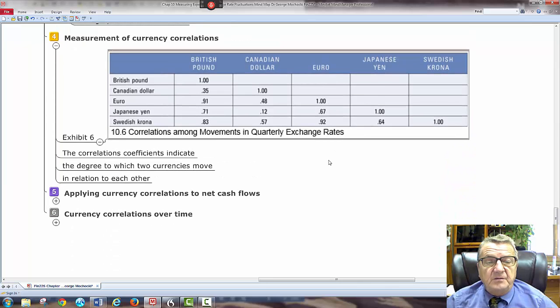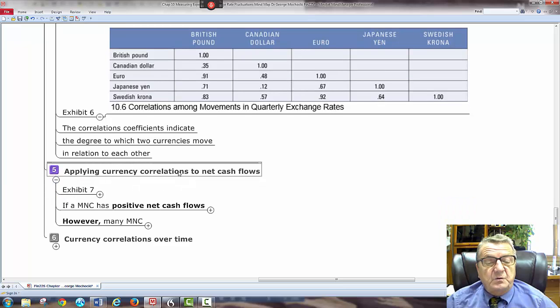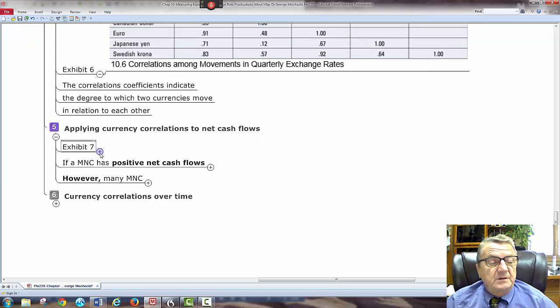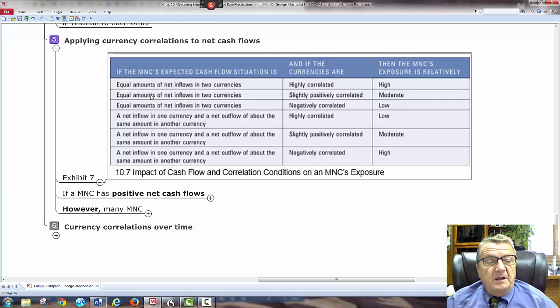Again, look at it. I can't spend the time. You look at the pound, look at the correlation among movements in quarterly exchange rates, what's going on. The correlation coefficients indicate the degree to which two currencies move in relationship to one another. Okay? Which ones are moving in relationship to one another. Now, applying currency correlations to net cash flows. Again, you have this one, and you'll have it. Read it, stop it, look at it.